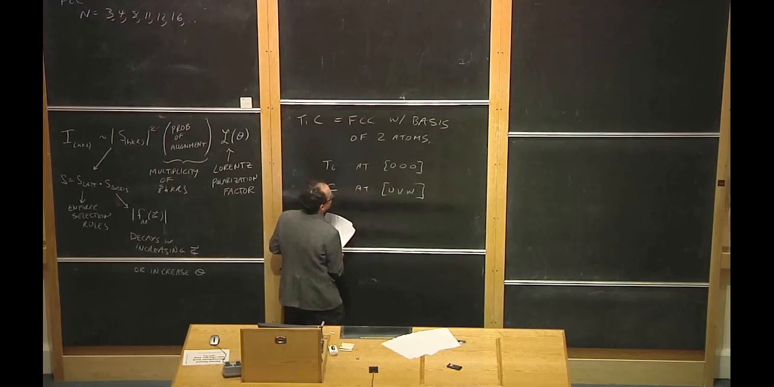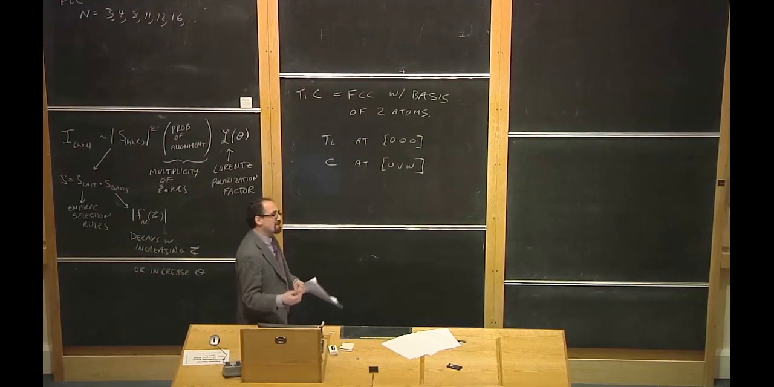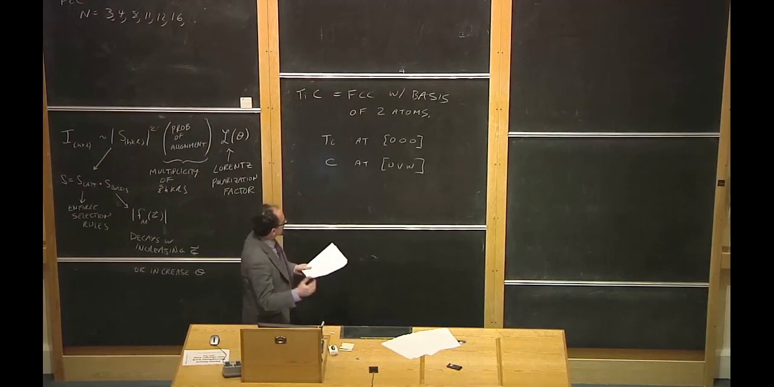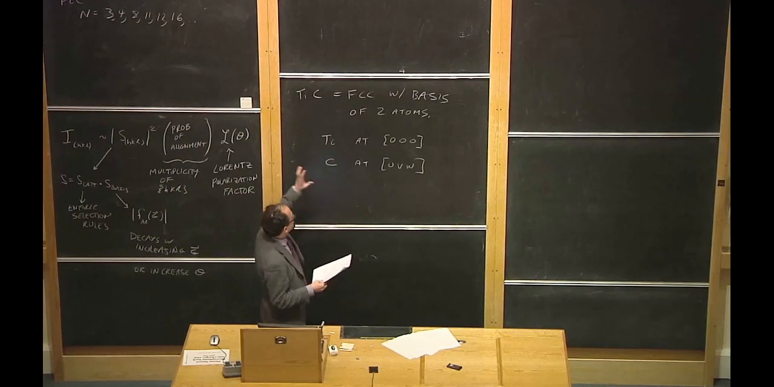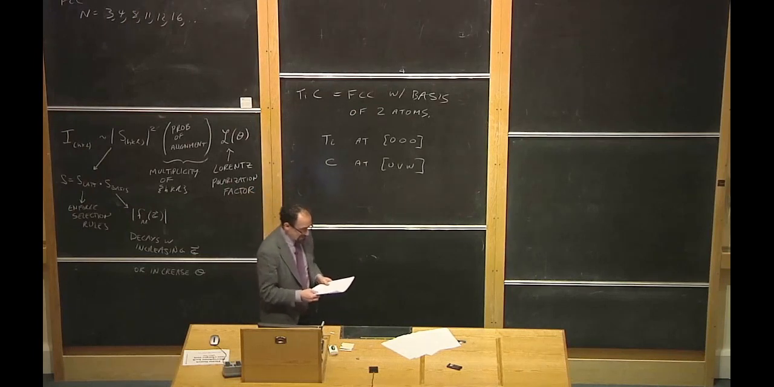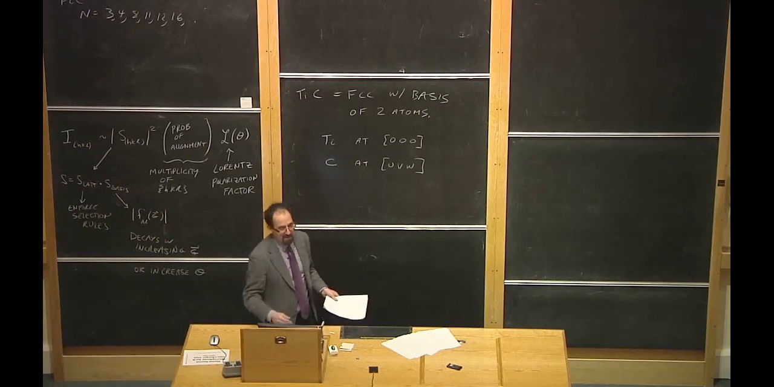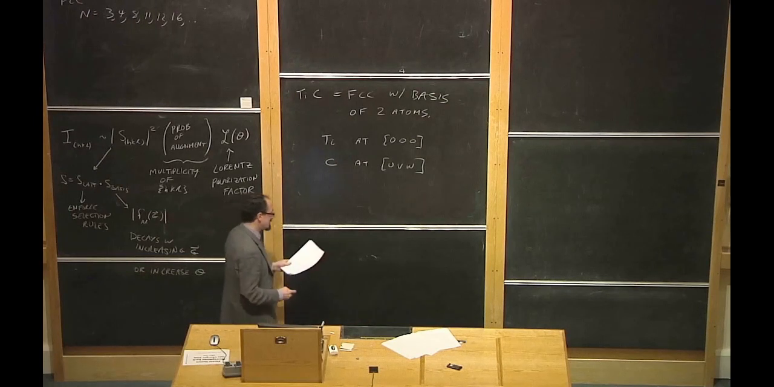Maybe they did know the structure from something else. I'm not sure, but I don't think they knew it. So anyway, we don't know where the carbon is in the unit cell. So we're going to see if we can use the intensity data from these peaks to figure out where in the unit cell it is.